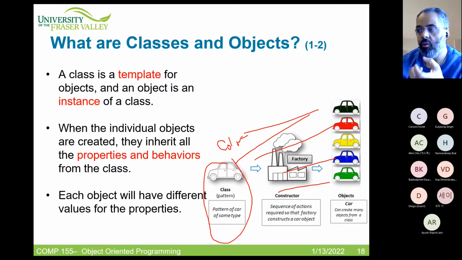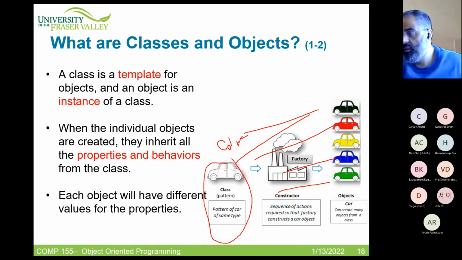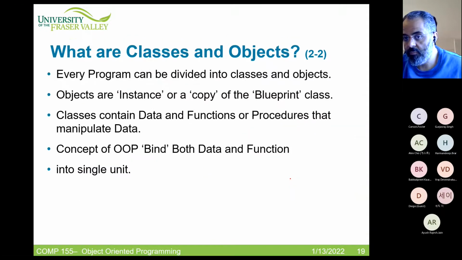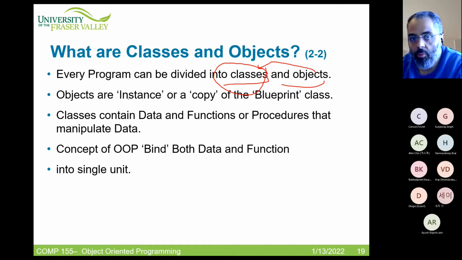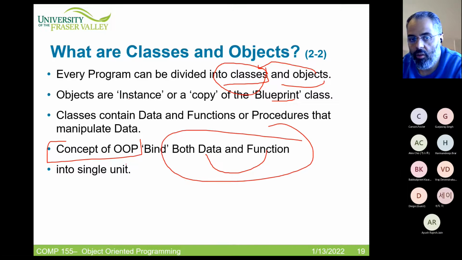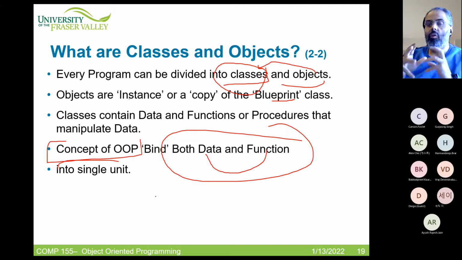And each instance should have its own values for the different variables that I have already defined in my class definition or declaration. So every program in this case can be divided into different classes and objects. Later I will create objects from these classes, but normally we define different classes first. An object is an instance or copy of this blueprint class. Classes contain data and functions, which are variables, functions, or procedures. This concept of OOP binds both data and functions into a single unit. This is what I have been saying from the beginning: the set of variables and set of functions are now in the same unit.